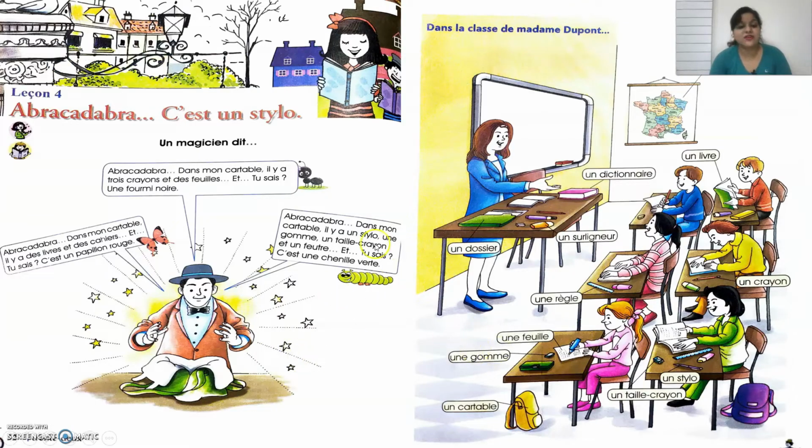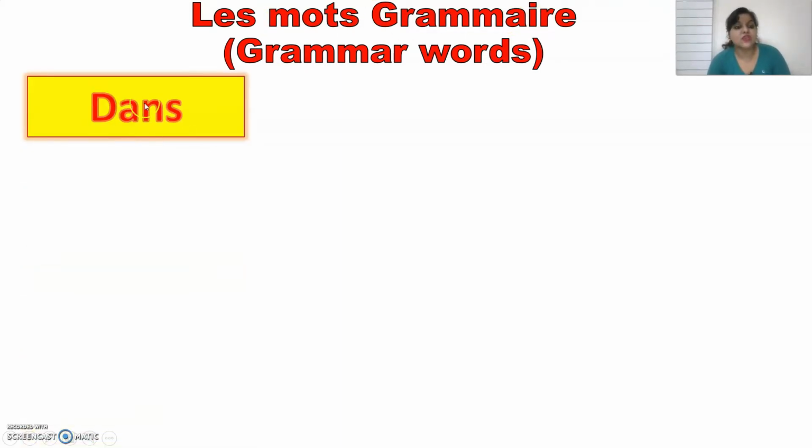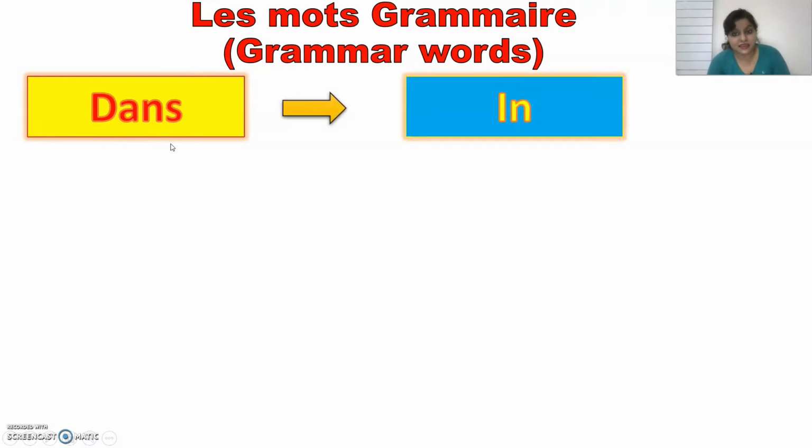So these are the first 2 pages of the lesson. It's written Leçon-4, Abracadabra, c'est un stylo. Now before reading out the text on this page and on the other page, we need to learn some grammar words first. So let's start. To grammar words we say les mots grammaire. Les mots grammaire. What's the first grammar word? That is dans. Dans. Dans means in.